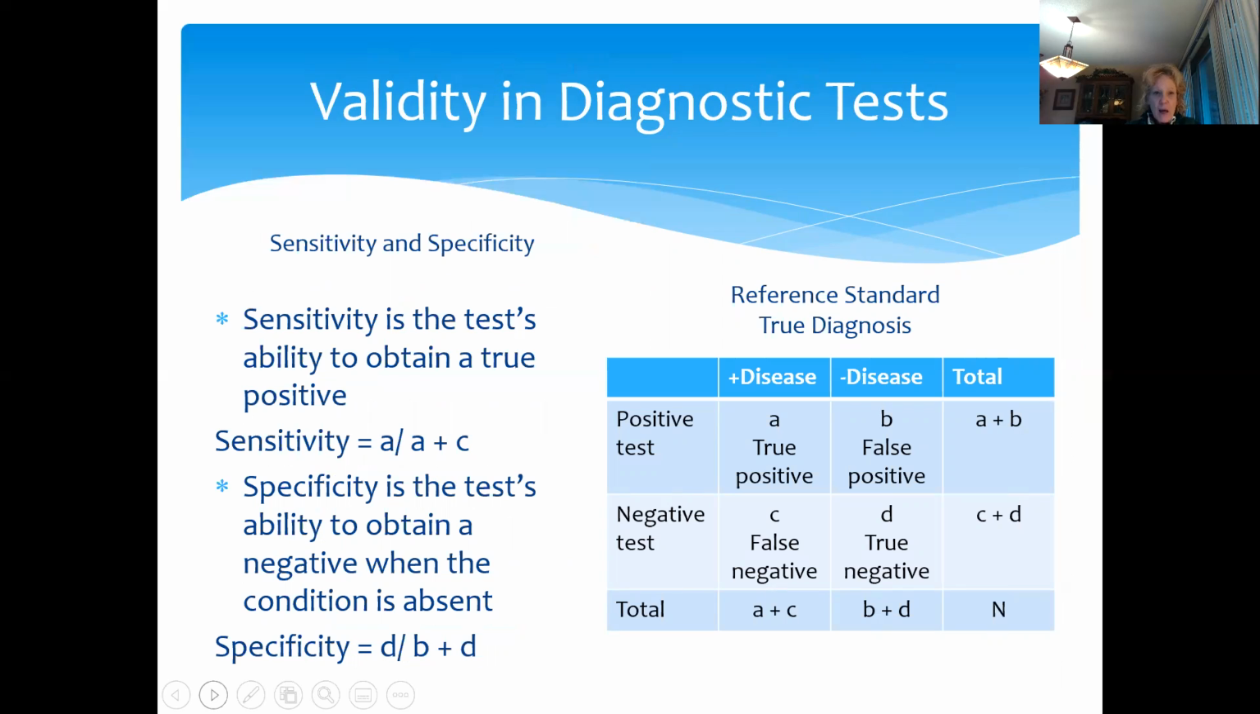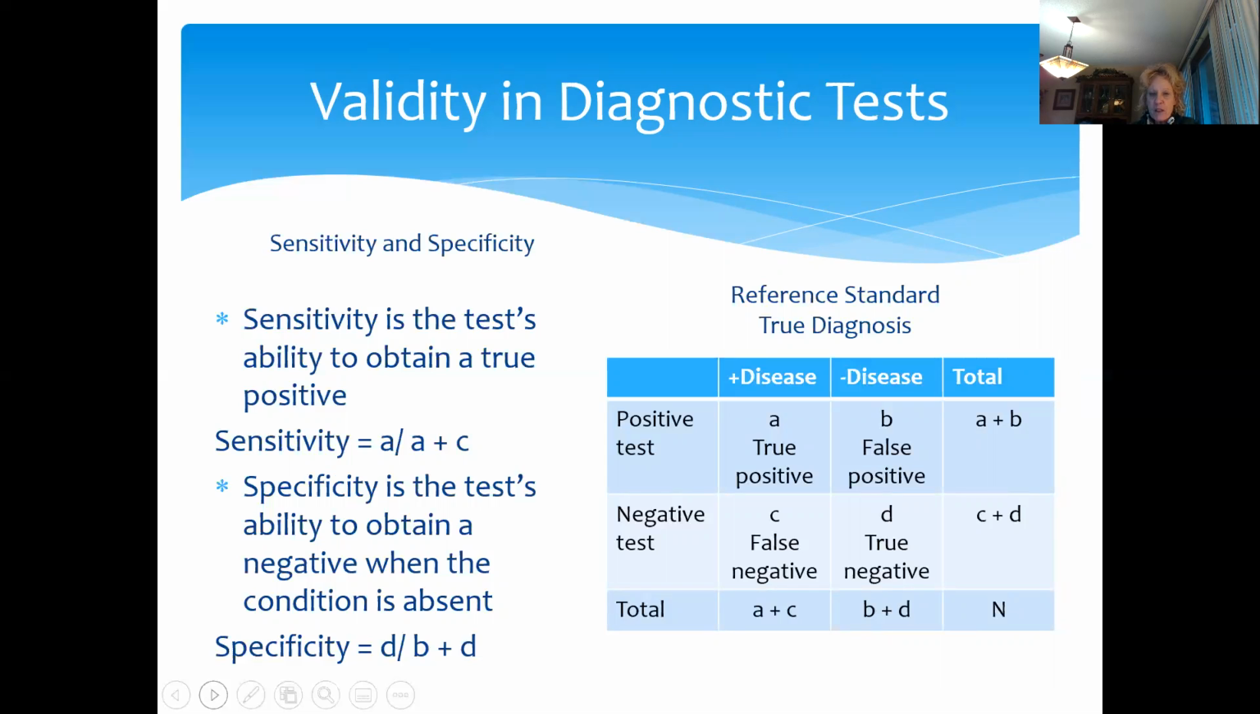So now when we're talking about validity in diagnostic tests and about sensitivity and specificity, we have some formulas that we can use to actually calculate how these instruments shake out.